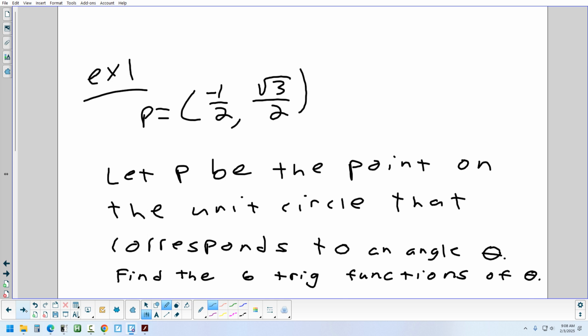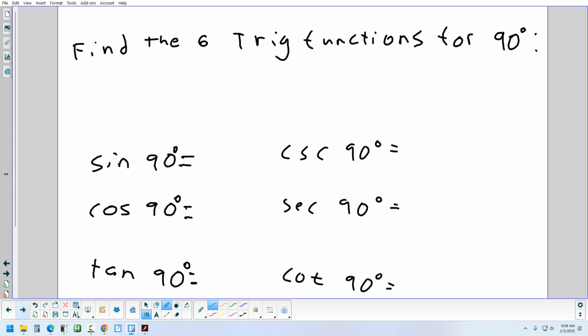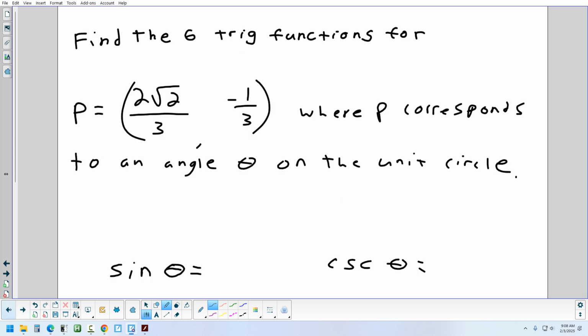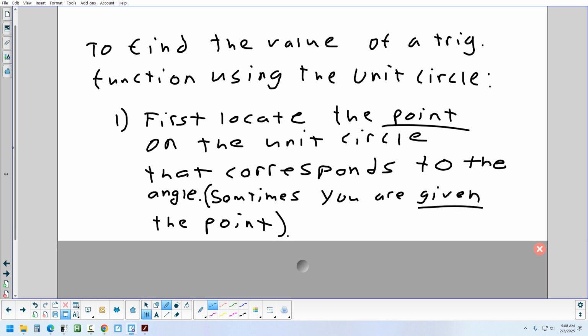What would a problem look like where they don't give you the coordinate? It would look like that. Find the 6 trig functions of 90 degrees. Okay, but either I don't give you the coordinate, or I do give it to you. Those are the only 2 cases you're going to have. If I don't give it to you, it is your job to figure it out.